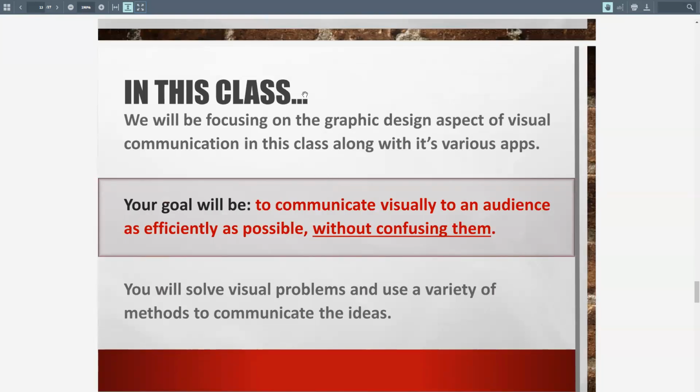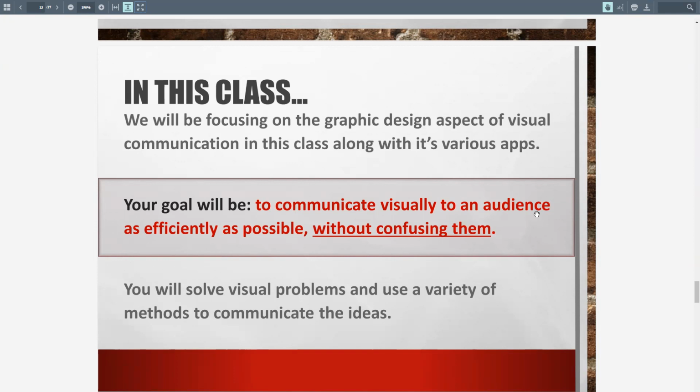In this class, we will be focusing on the graphic design aspect of visual communication. Your goal is to communicate visually, just like we did when we played Pictionary, to an audience, okay? I am your audience. Students that walk in the hall are the audience. A lot of the teachers within the B hall are your audience, okay? Sometimes I give you a specific audience scenario. Sometimes in here, one of your classmates will be your audience. You might have to make something for them, or I will give you an age range or what it's for.